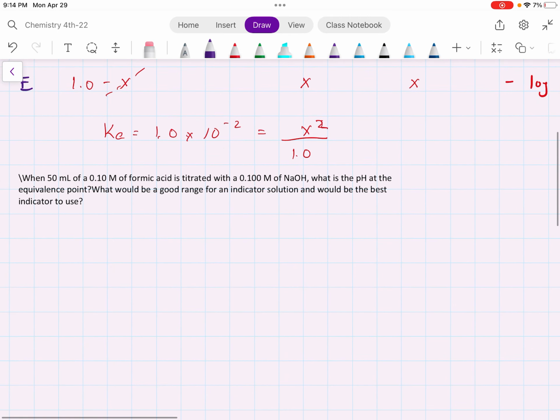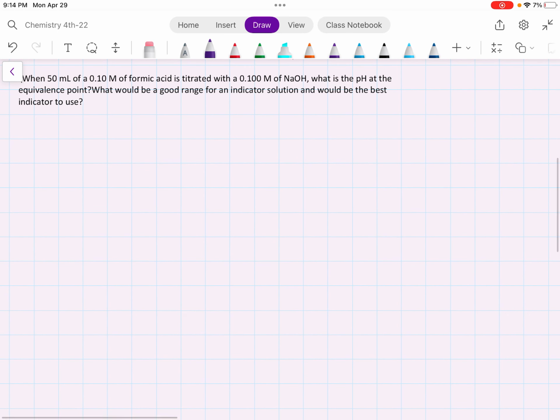The other question is asking: when 50 milliliters of a 0.10 molar formic acid solution is titrated with 0.1 molar sodium hydroxide, what is the pH at the equivalence point? What would be a good range for an indicator solution, and what would be the best indicator to use? So right off the bat, I already know that this is not one of my lists. So I know that formic acid is a weak acid.